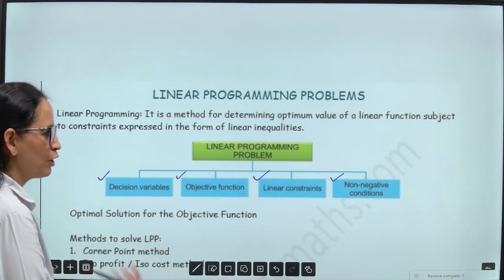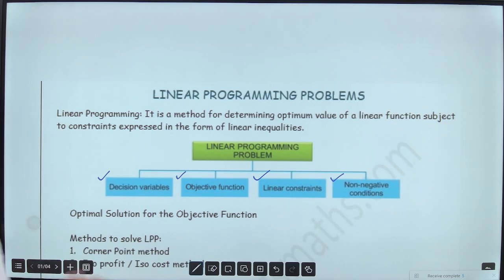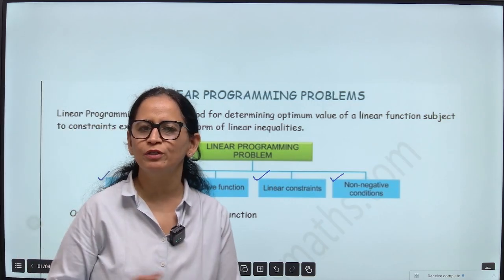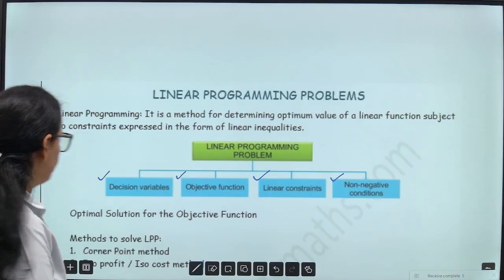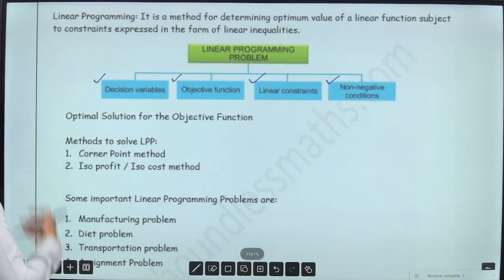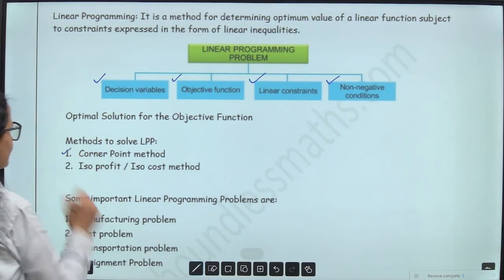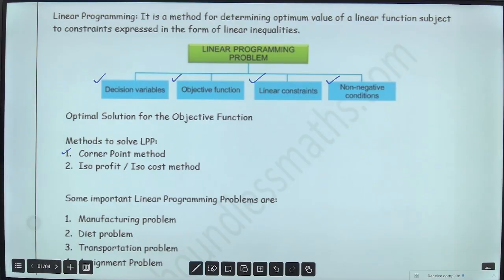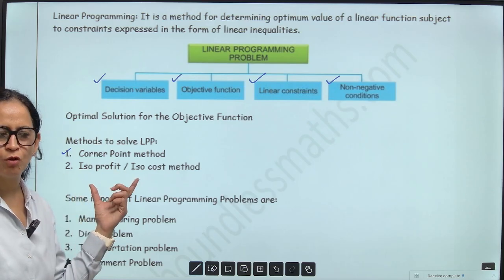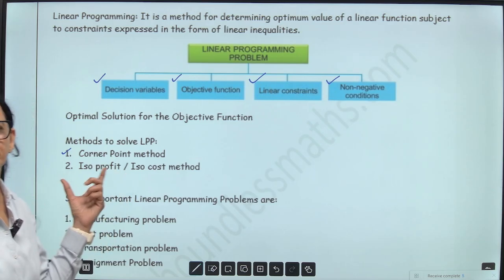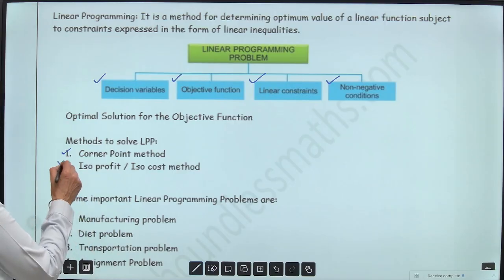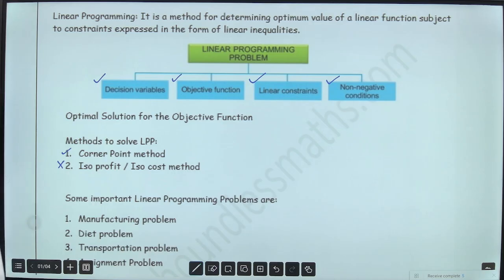Implicit constraints are to be mentioned, even though they are not there for anywhere for the solution, but they need to be mentioned because we are always considering the first quadrant of the graph when we are finding the optimum solution. So there are two ways in which you can solve an LPP. The first is the corner point method, and second is the ISO profit and ISO cost method. So we do not have the ISO profit and ISO cost method in our syllabus for 2025-26. So our focus is going to be on the corner point method to solve an LPP.